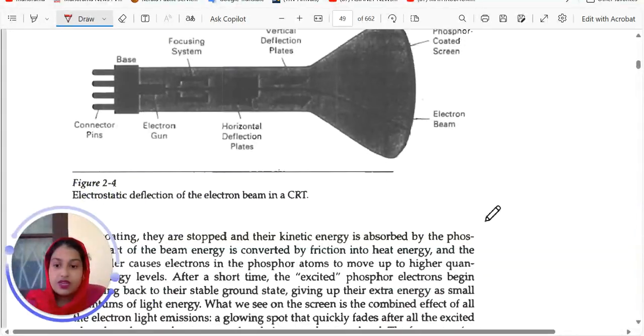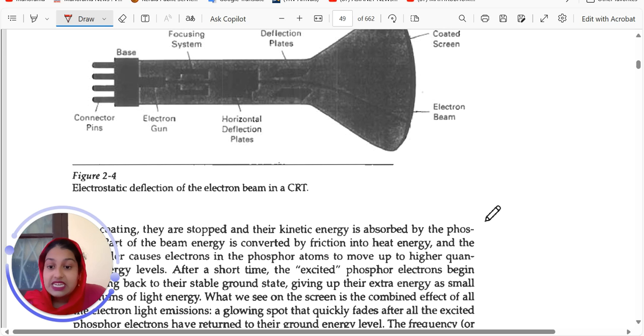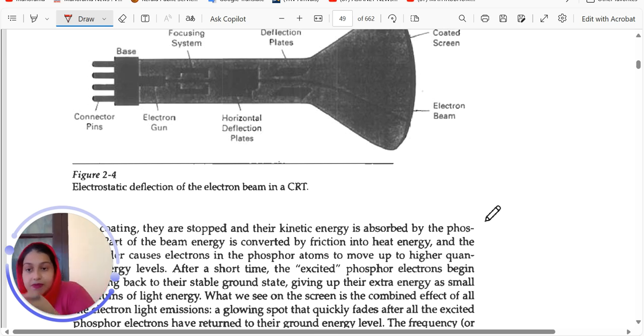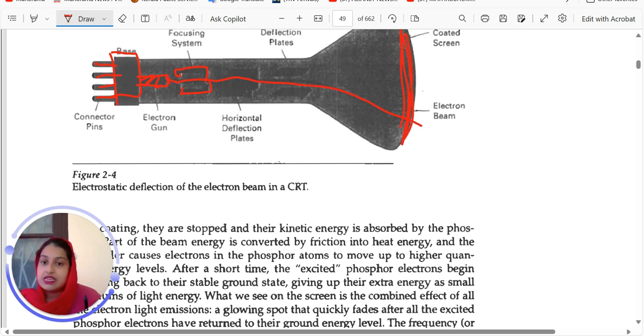Now, what we have over here is electrostatic deflection of the electron beam. Again, it is similar to magnetic deflection, but the deflection systems vary. Over here we have the base, the connector pins connected to the base, the electron gun, and the focusing system. Then we have the electron beam passing through it, and the phosphor coated screen. So this much is the same.